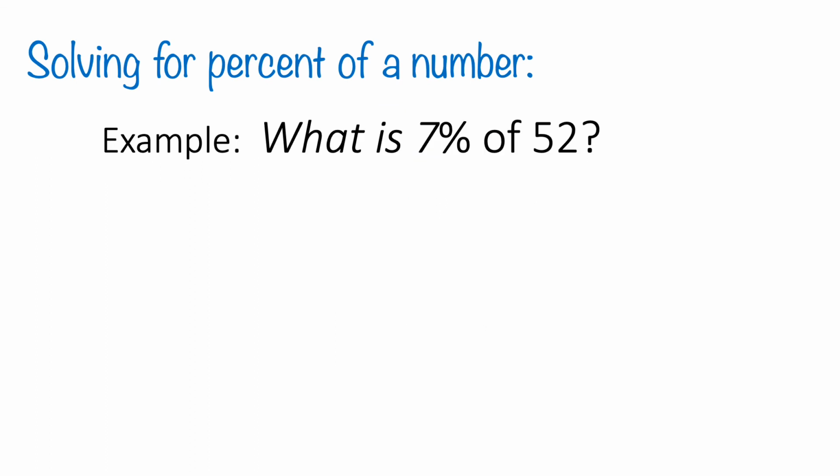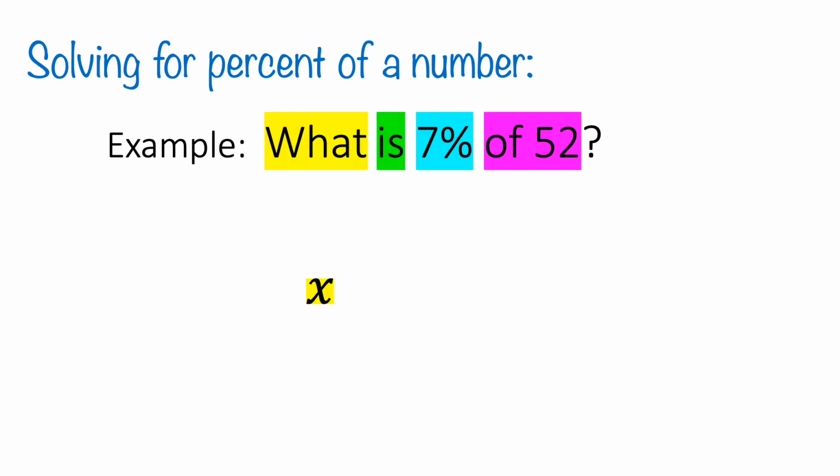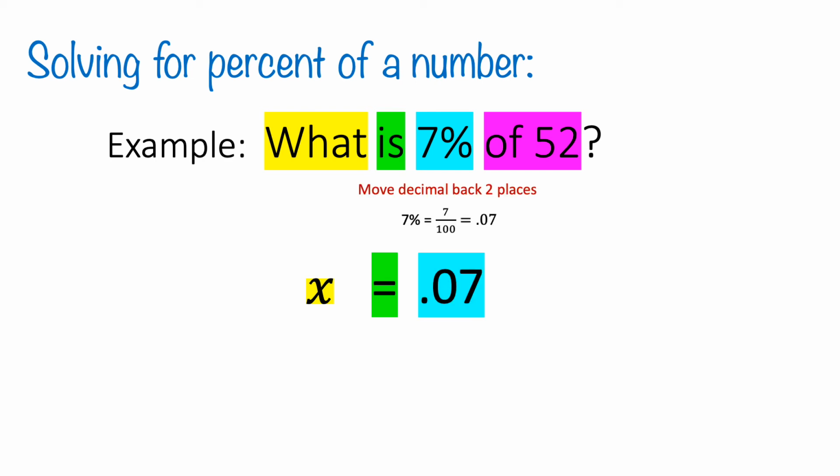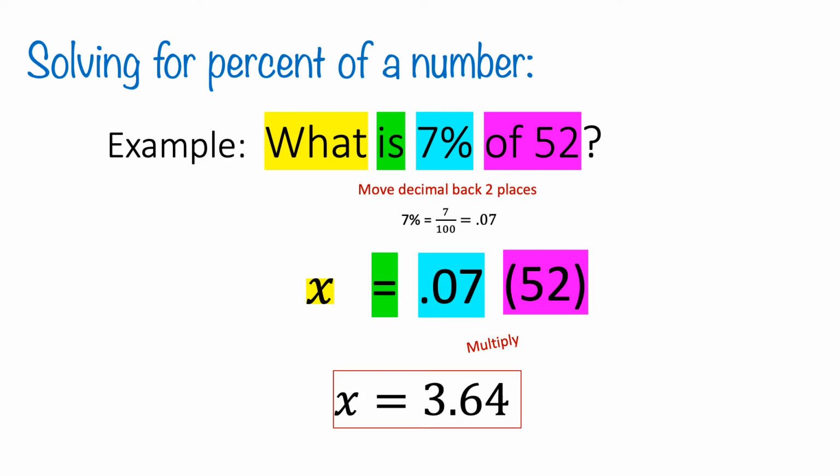Here's another example. What is 7%? Remember 7%, move it back 2 places, and we get 0.07 of 52. So 0.07 times 52. We multiply and get 3.64.